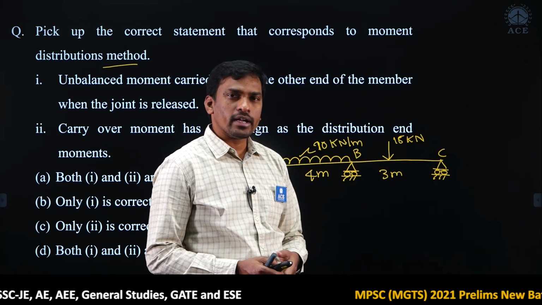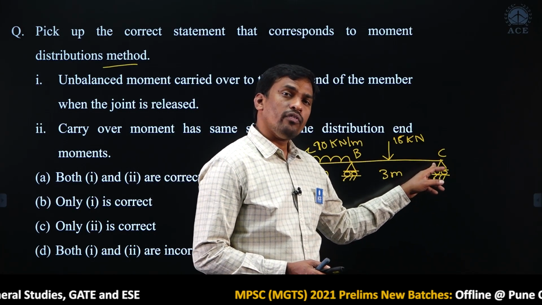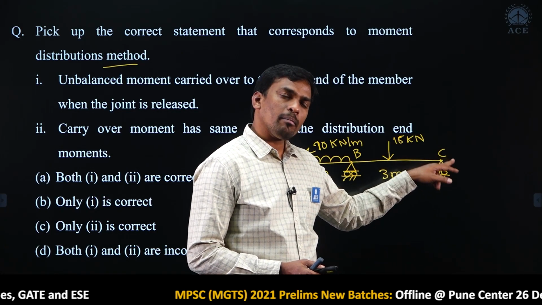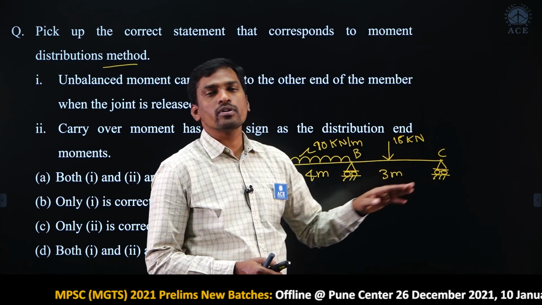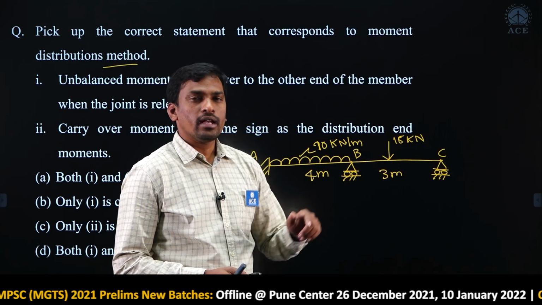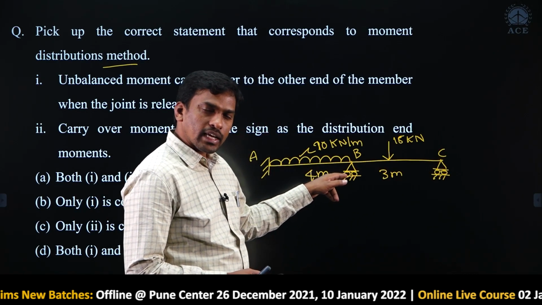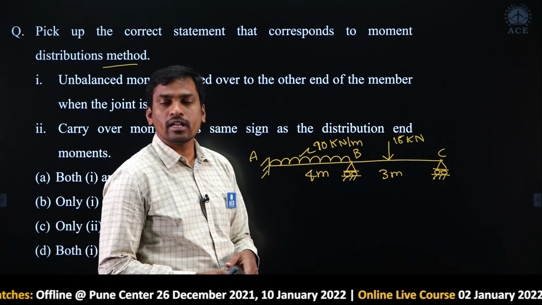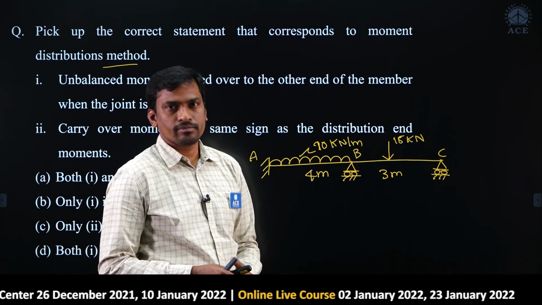How do we release the moment at support C? Whatever moment we got here, we have to apply the same magnitude but in the opposite direction. Then, after releasing support C, half of the moment will carry over to support B, the intermediate support, in the same direction.